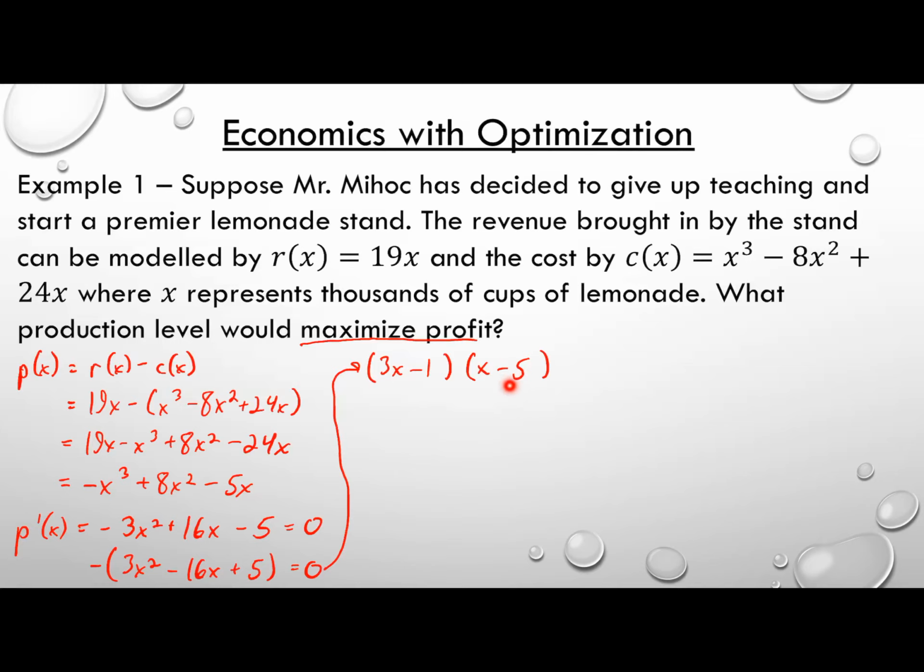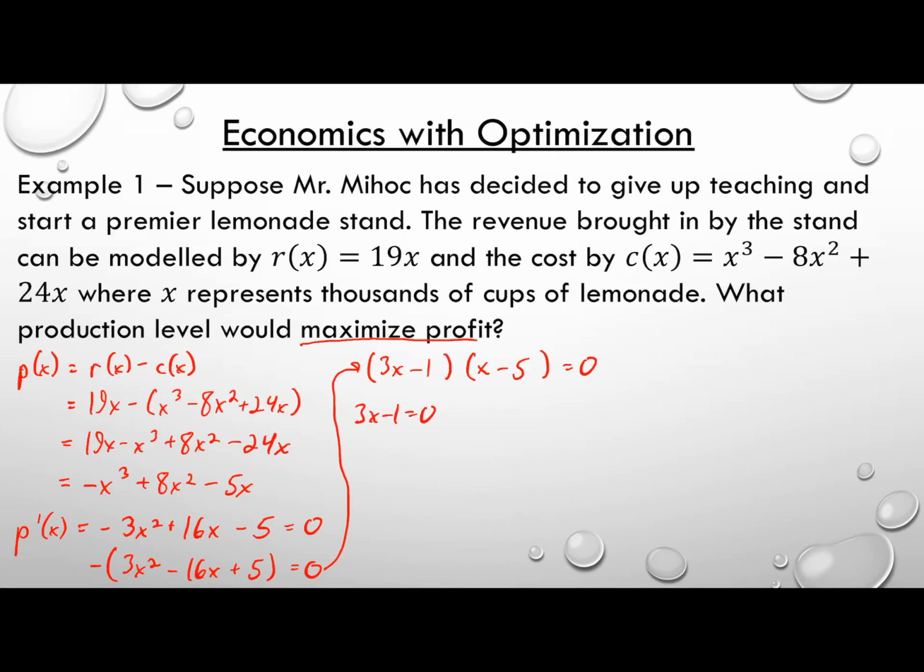3x, distribute, 3x and negative 5, that would be negative 15. And then negative 1 and x would be negative 1. Negative 15 and negative 1 do give us our negative 16x. So that is exactly the factors that we wanted. So now we just set them equal to 0 and solve each individually.